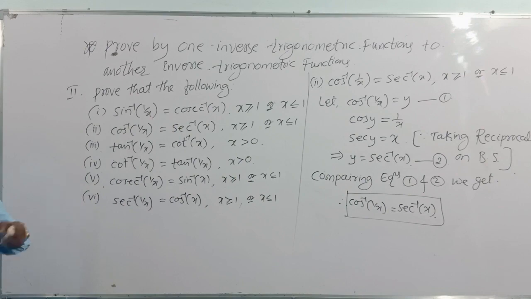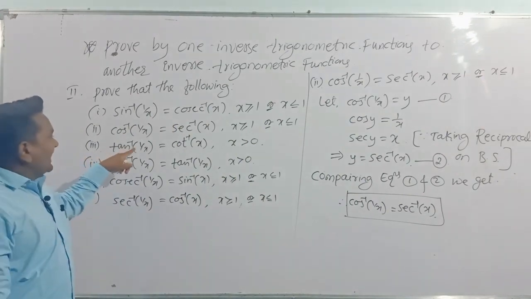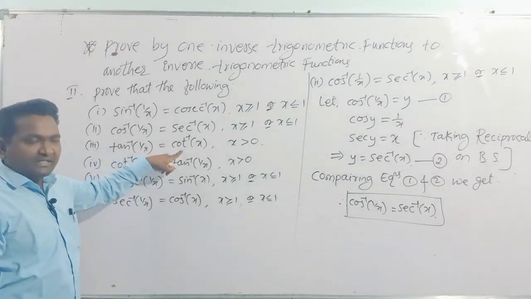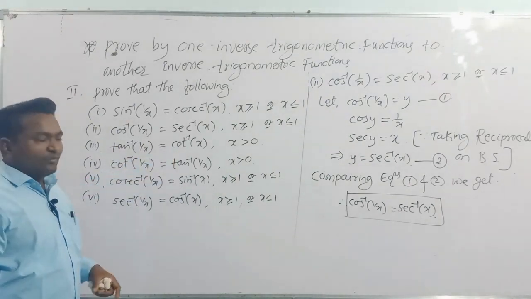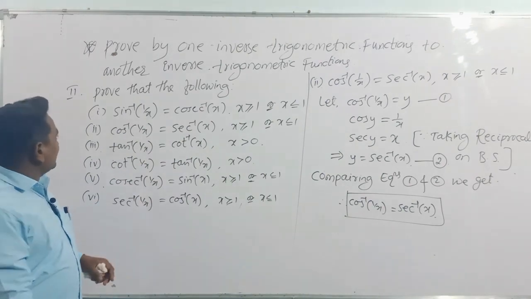Now in the same way, we have to prove tan inverse 1 by x is equal to cot inverse x, and similarly cot inverse 1 by x is equal to tan inverse x, like this. Now continue.